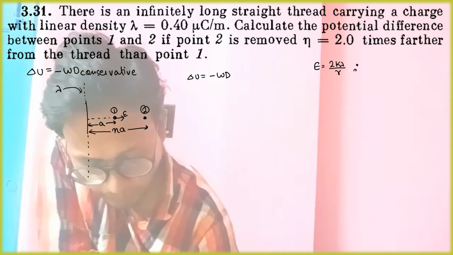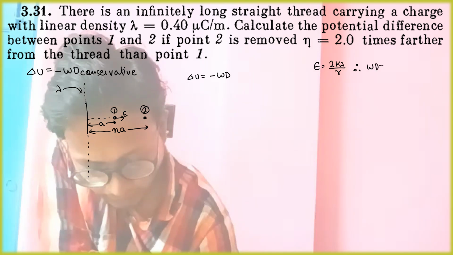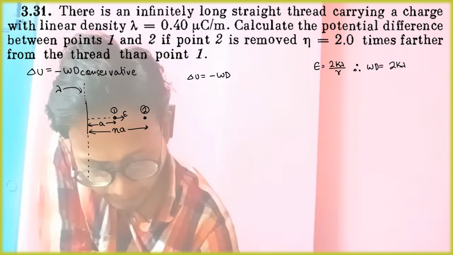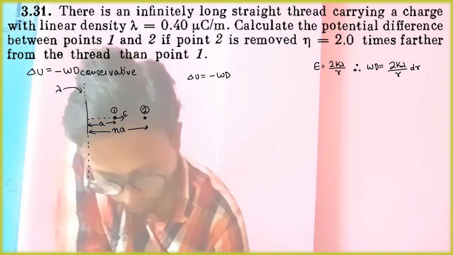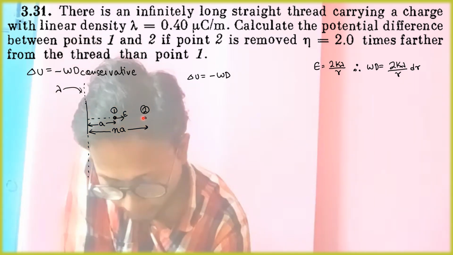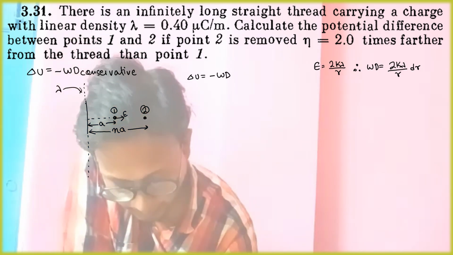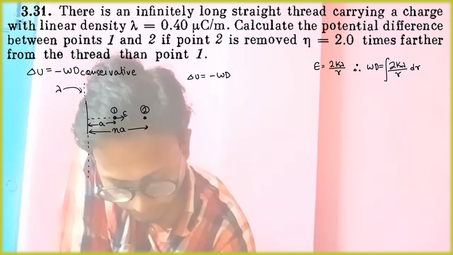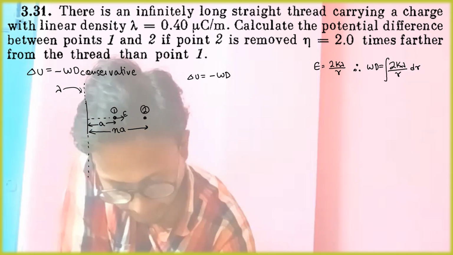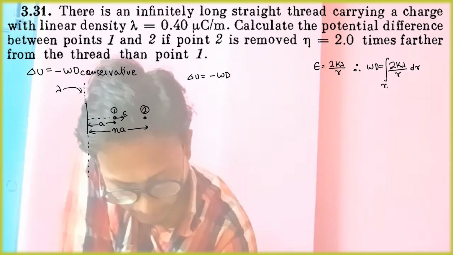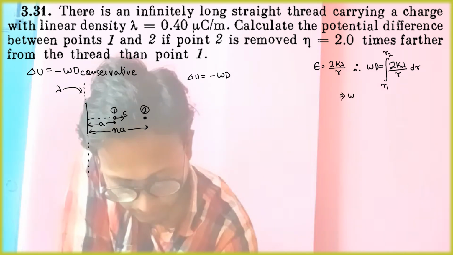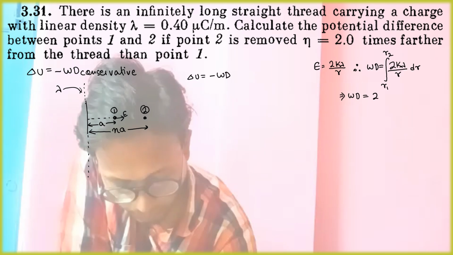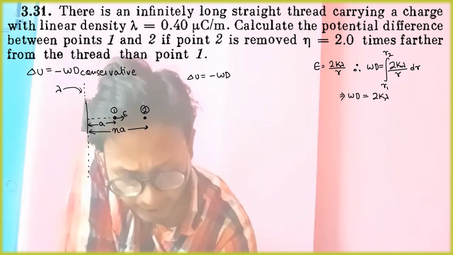Therefore work done would be equal to 2k lambda by r into dr. Now I have to find out the work done in bringing the charge from this point to this point. So work done is equal to how much? The limits are from the initial point r1 to r2. So work done is equal to 2k lambda integral of 1 by r dr.